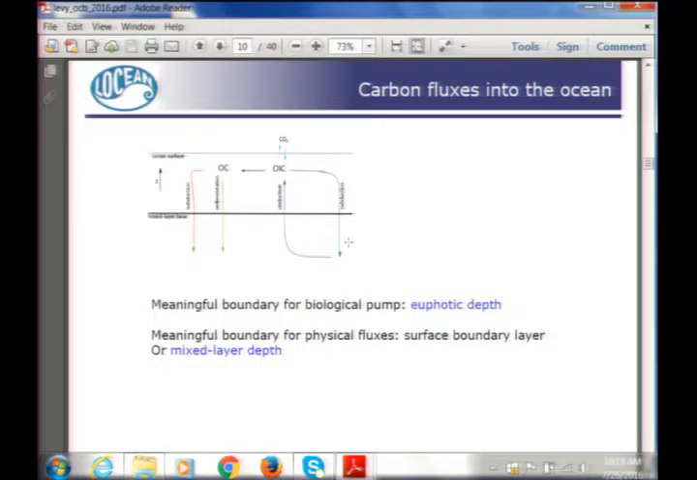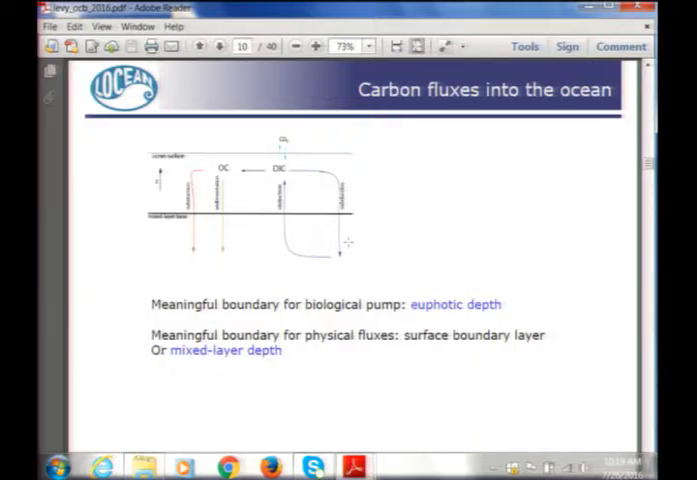So far, when we think of the biological pump, the boundary that has a biological meaning and sense, and that has been used, is the aphotic depth, because you have a very different behavior when you have light and when you don't have light. If you think in terms of physical fluxes, the aphotic depth is probably not the right boundary. The right boundary is obviously the surface boundary layer, which is the surface mixed layer where all the properties are mixed. And this is important because the air-sea flux is going to affect the content within the mixed layer and not below.